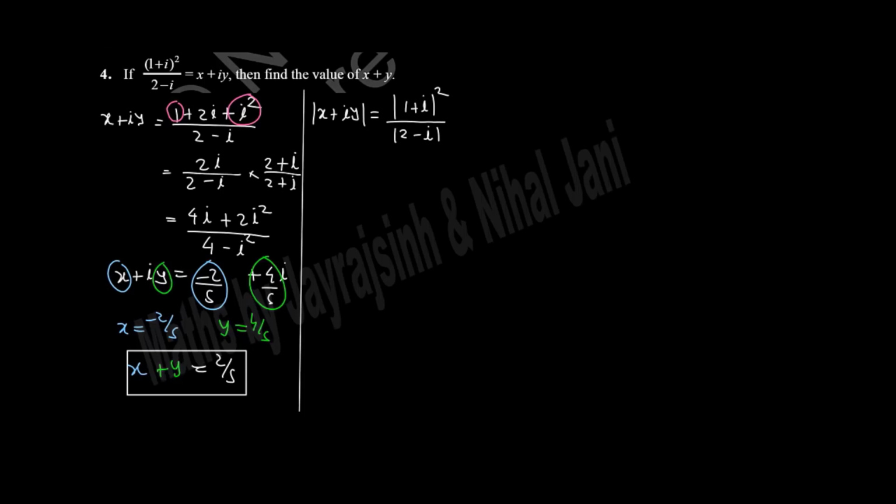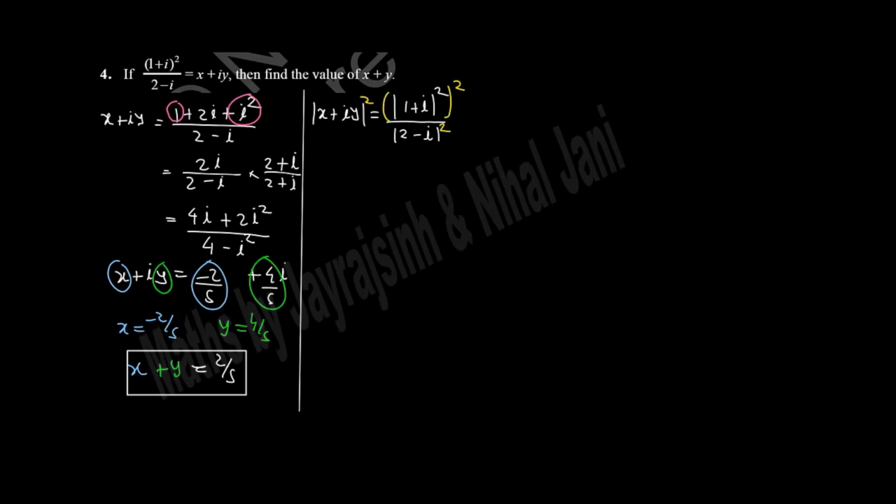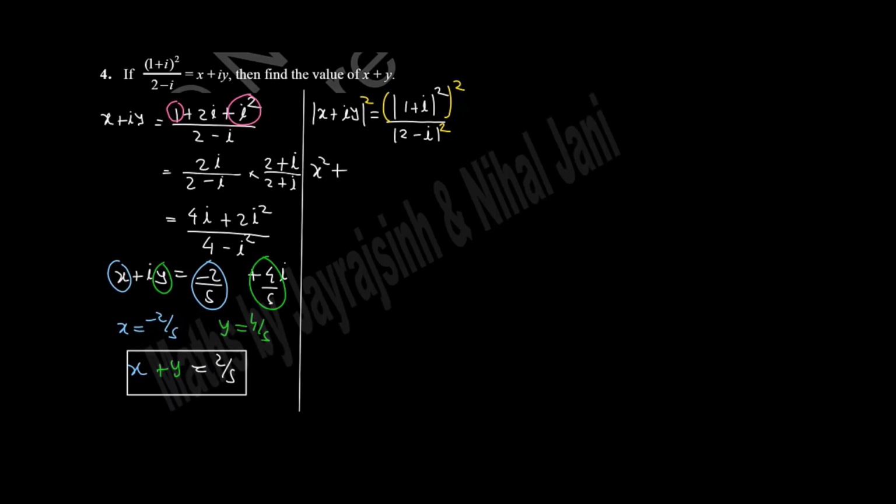Any problem? Okay, now a twist. Suppose we have to find x square plus y square. In that case, take the modulus on both sides. The modulus would bring a square root, so to avoid that, let's square both sides. On the left hand side, the real part is x square plus the imaginary part is i square y square.